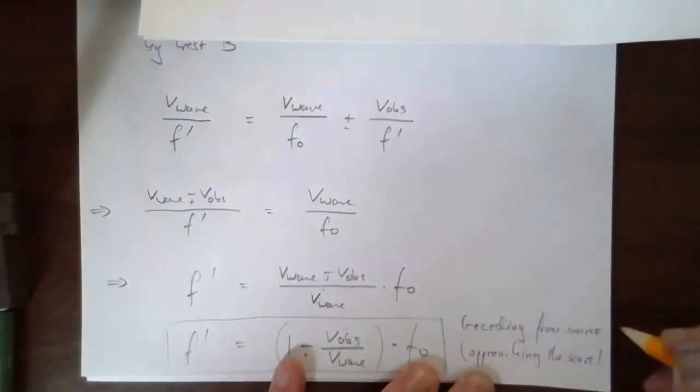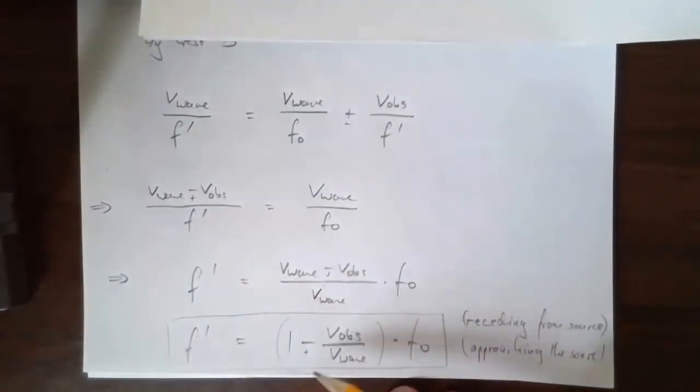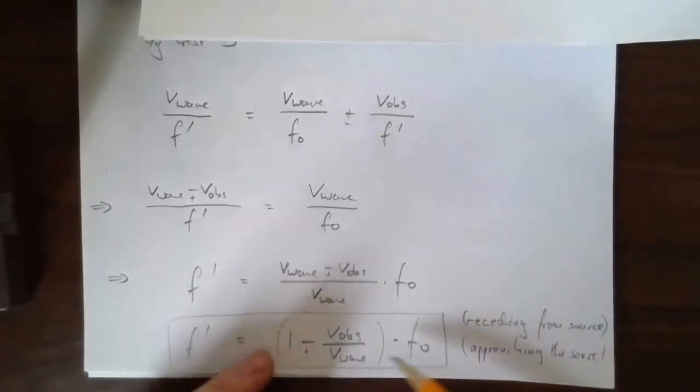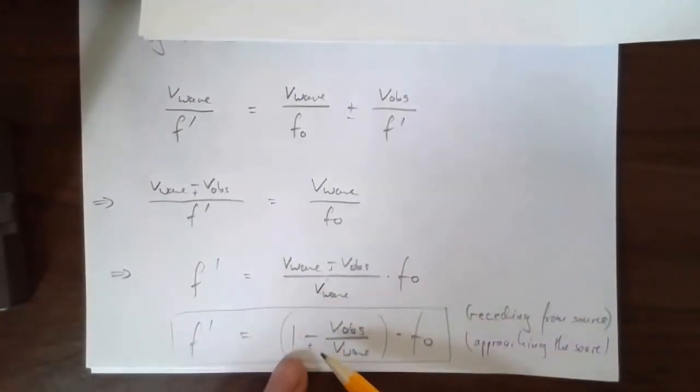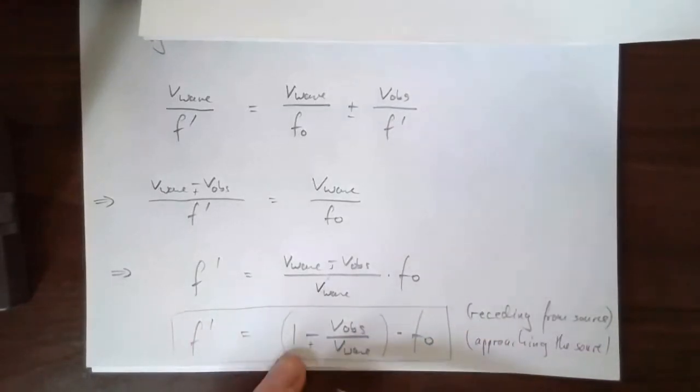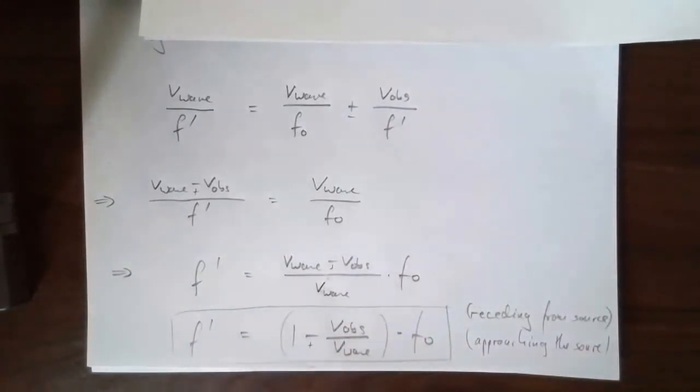And again, you don't have to remember which one is which. If you just remember this expression but can't remember the signs, you can check. I know that if I'm running away from the source, the frequency should be lower. If I'm going towards the source, the frequency should be higher. It'll tell you right away which sign you should be using.